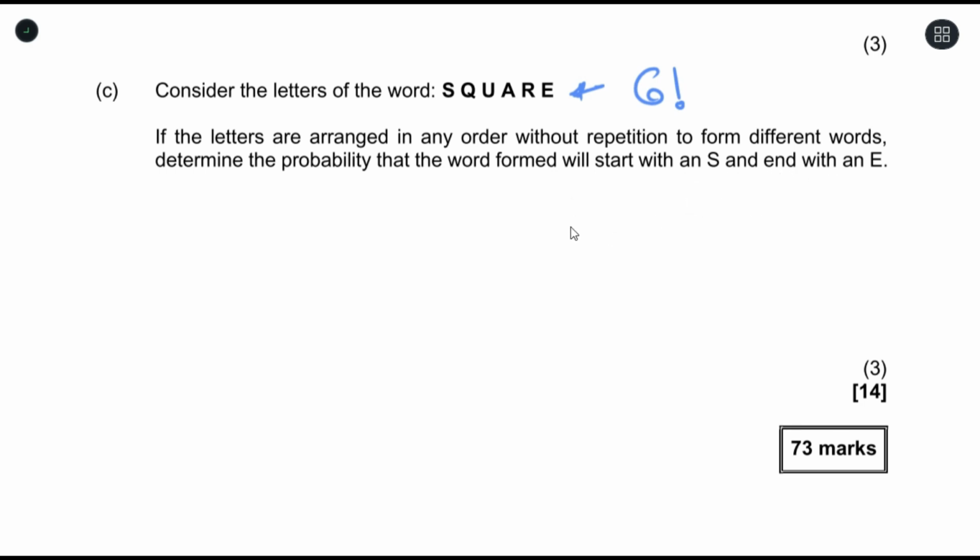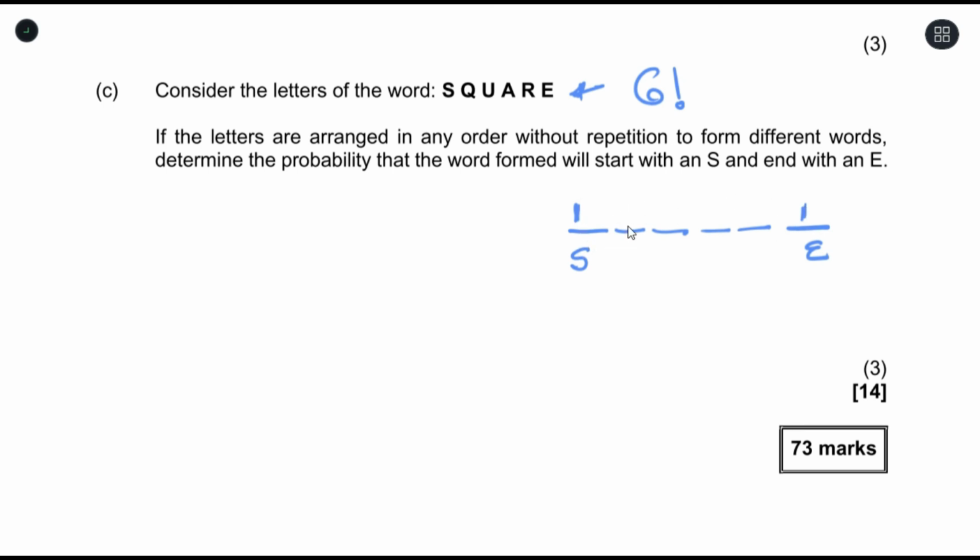To get this, we can represent our positions as dashes, the positions that each of these letters is going to take. So this is 1, 2, 3, 4, 5, 6. Each letter of this 6-letter word would go into one of these dashes. Since we need to start with an S, there's only one choice you can start the word with. And there's also only one choice you can end the word with, because it has to start with an S and end with an E. So only one letter can be chosen at the start and only one at the end.